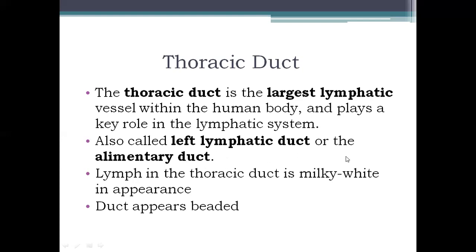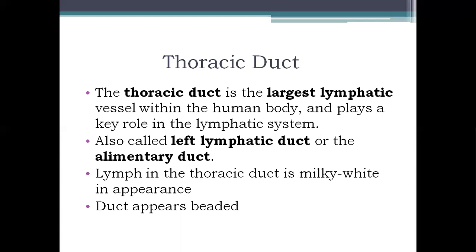Why is it called left lymphatic vessel? Before that, we are supposed to know another point that there is another duct that's called the right lymphatic duct. As the name indicates, now we know that there are two ducts, that is right lymphatic duct and left lymphatic duct. So as per the name, this right lymphatic duct should drain the right part of the body and this left lymphatic duct should drain the left part of the body. But this left lymphatic duct drains almost 75% of the lymph from the body.